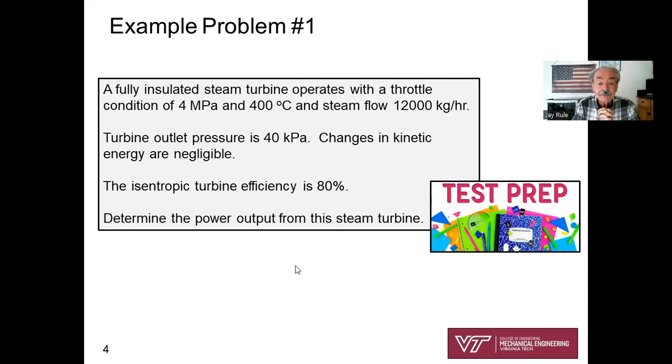A fully insulated steam turbine operates with a throttle condition, that's inlet, of 4 megapascals and 400 degrees C, and a known steam flow rate of 12,000 kilograms per hour. Turbine outlet pressure is 40 kPa. Changes in kinetic energy are negligible. And of course, we know changes in potential energy are negligible. This is a turbine sitting on the ground, okay? Isentropic turbine efficiency is 80%. And the problem is one question: determine the power output from this steam turbine.